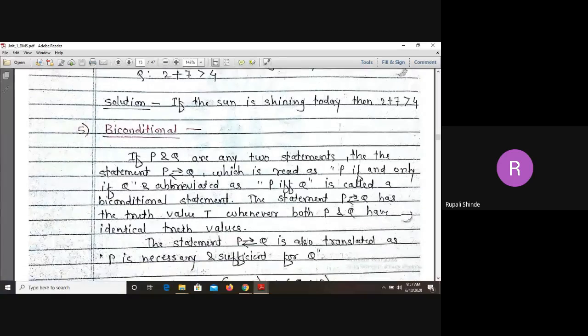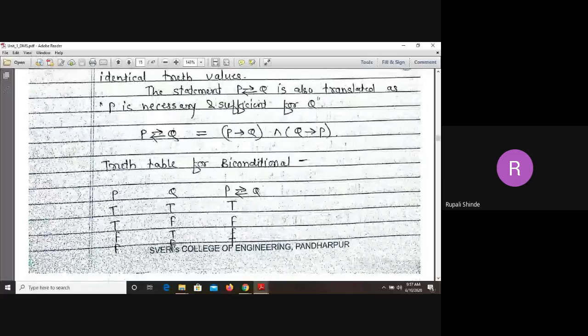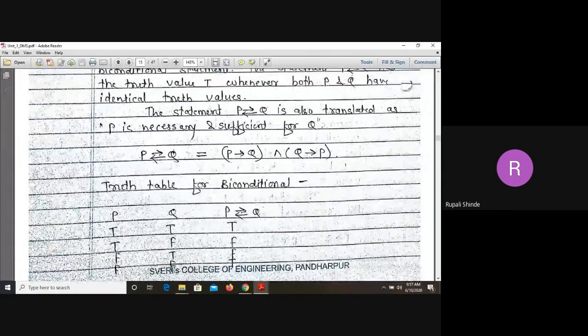So now check. What is the meaning of identical? When both P and Q have the same truth value, then only P biconditional Q will have truth value T. Otherwise, it is false. Here, P is having truth value T and Q is having truth value T, so both have identical truth values. That's why P biconditional Q is T. Again, TF, these are not identical. FT is also not identical. That's why I'm going to write F there. And the final is FF. Again, P and Q have identical truth values, so the final value is T. So this is the truth table for biconditional.